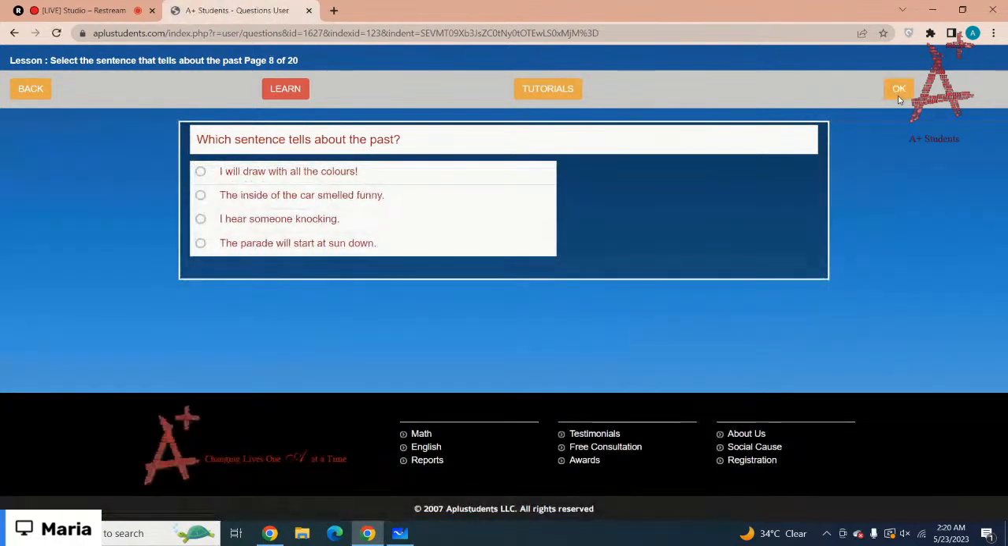Which sentence tells about the past? I will draw with all the colors. The inside of the car smelled funny. I hear someone knocking. The parade will start at sundown. So, which is the correct option? The inside of the car smelled funny. Got it? That would be option number 2 is the correct option.